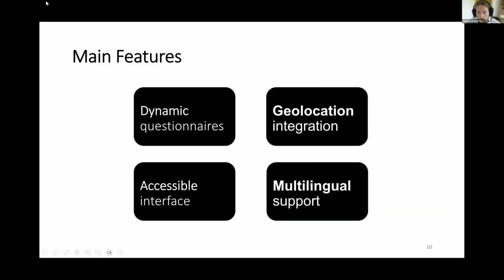Also, Evolution is good for geolocation integration. We can easily incorporate location questions into the survey. So, for example, we can ask about the home address or the usual visited places, and it's very easy to do. And also during the pilot survey, we tested the survey with respondents with disabilities, and it helped us to improve the interface and accessibility to make sure that everyone can respond to the survey.